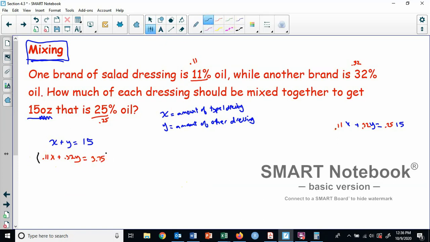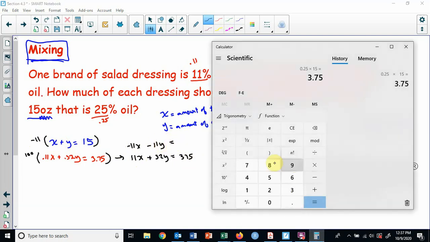So remember, when we learned last lesson, I can multiply by anything I want to. I'm going to multiply by 100, and that'll make these all whole numbers. Let me go ahead and do that because it'll be really easy to see. That's going to be 11x plus 32y equals 375. It just moved all the decimals twice. So if I'd like to cancel x's, all I need to multiply this thing by is negative 11. And that will eliminate the x term. So I'll get negative 11x, negative 11y equals, and 15 times negative 11.